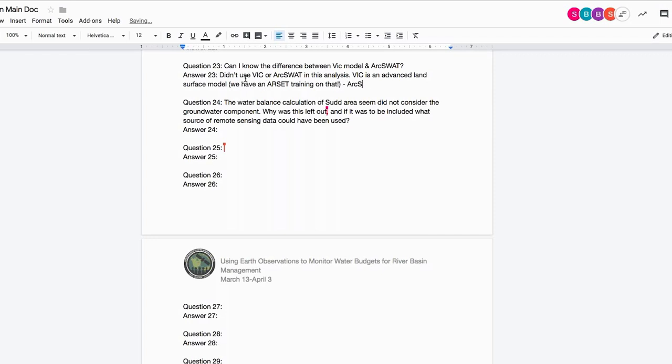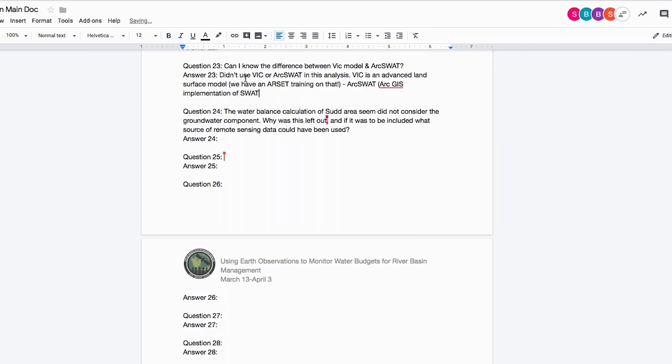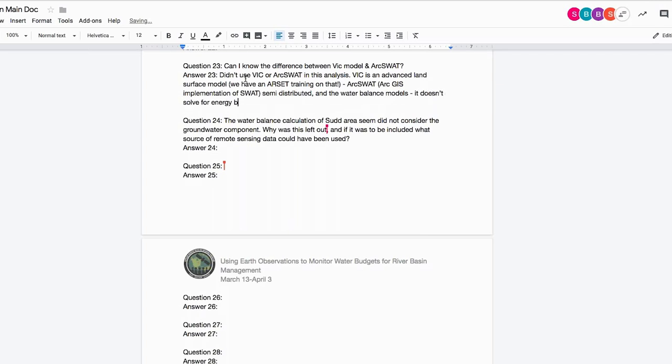ArcSWAT, right, that's the ArcGIS implementation of the SWAT model. SWAT is semi-distributed, so it runs on lumped watersheds. And as far as I understand, it's a water balance model that does not solve for the energy balance, which has implications depending on what kind of application you're using. Like, you can't couple SWAT to the atmosphere. You can couple VIC to the atmosphere.